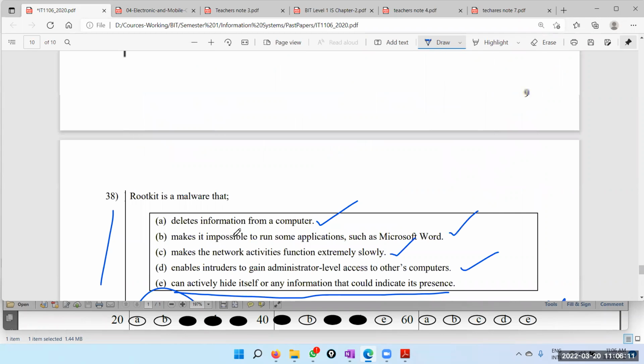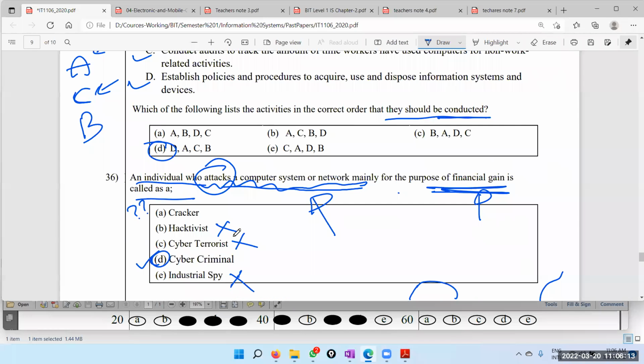Right. So today we are not going to do the computer system because we took a lot of time for the information system subject.